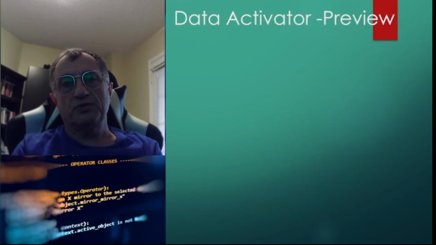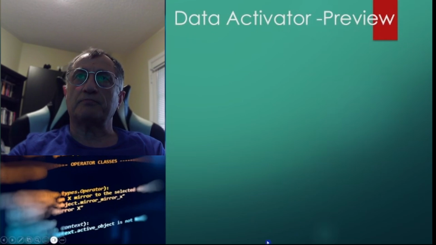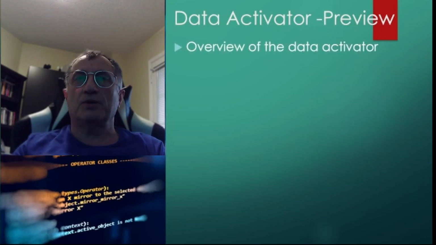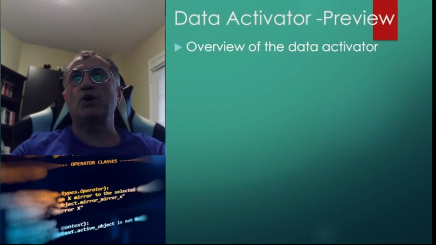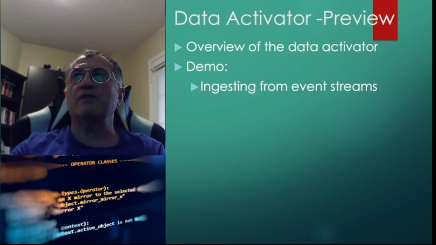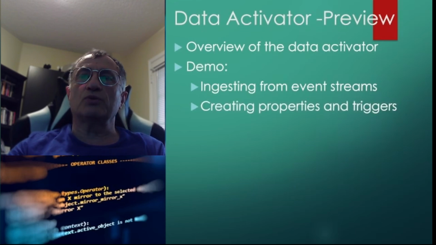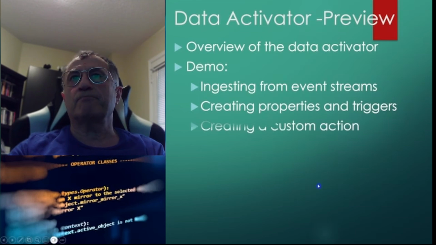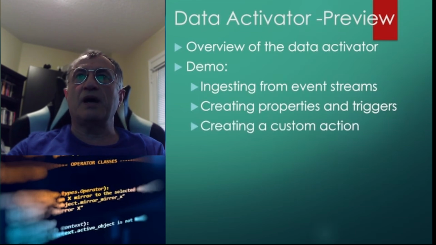So here's a quick preview of what I'm going to cover today. We'll start with the overview of Data Activator. So we will see what's the purpose of this product, what you can achieve using that, where it can receive data from. In a demo section, we're going to use event streams to populate Data Activator. Then we'll move on to Reflex item and we'll create properties and the triggers within that.